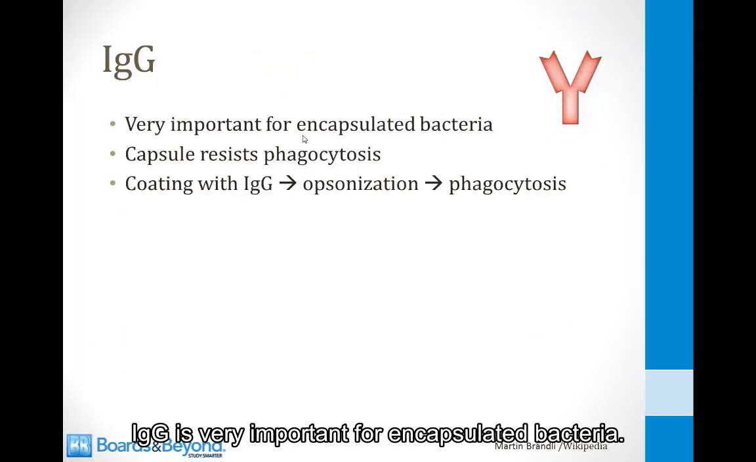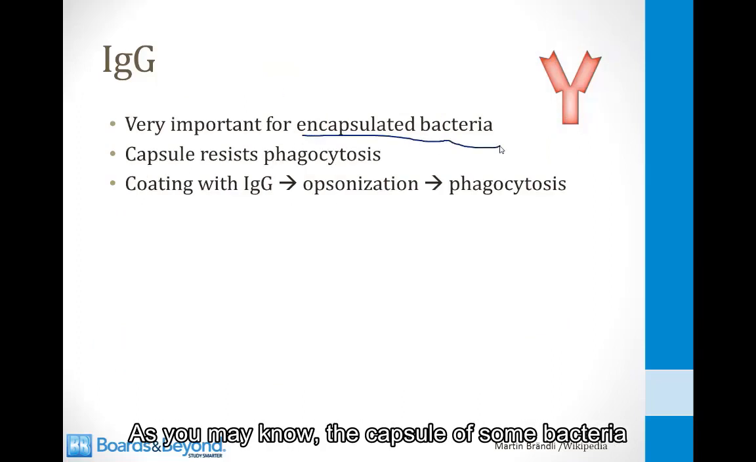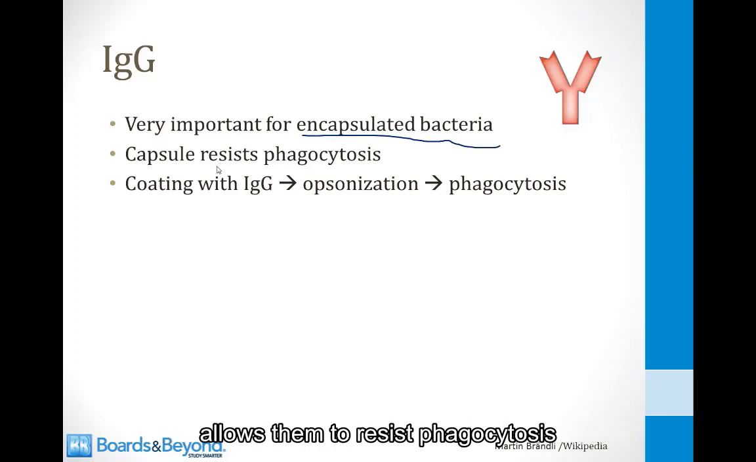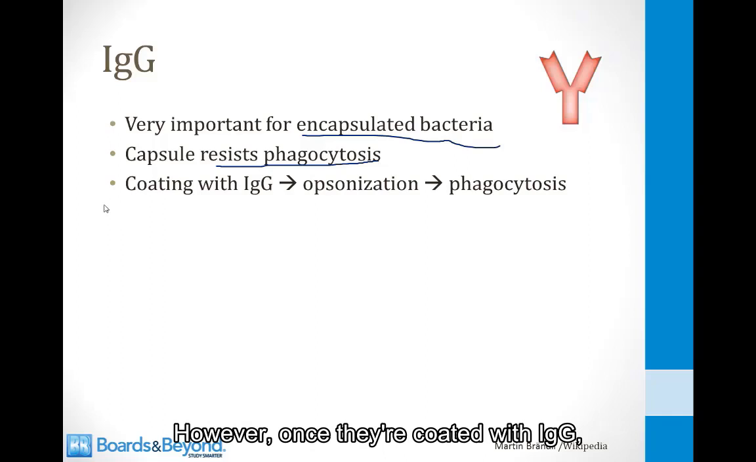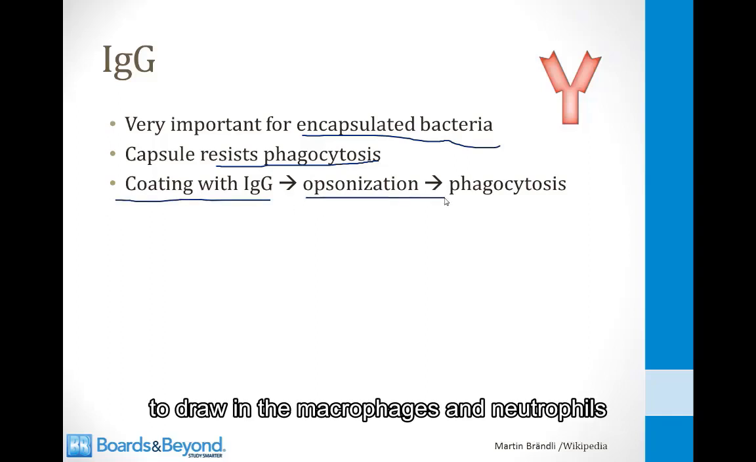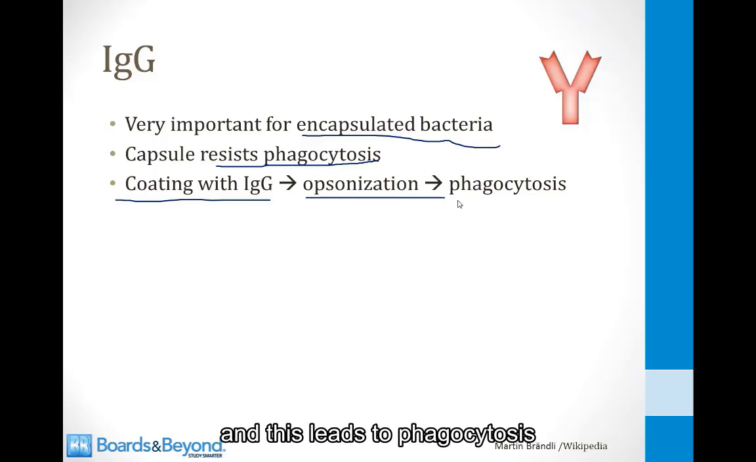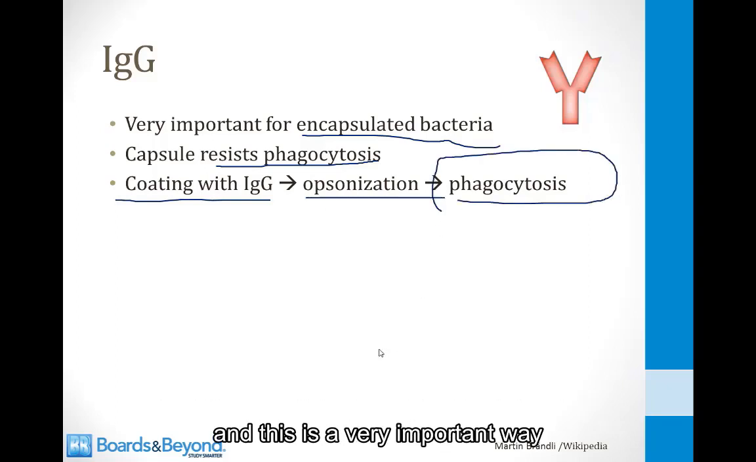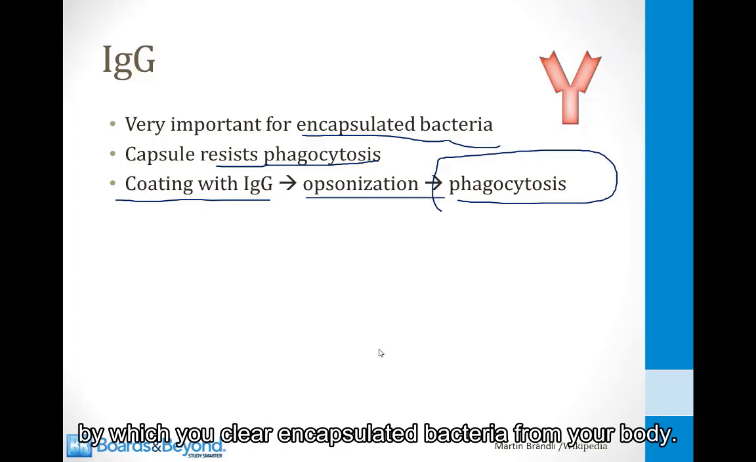IgG is very important for encapsulated bacteria. As you may know, the capsule of some bacteria allows them to resist phagocytosis by macrophages and neutrophils. However, once they're coated with IgG, the IgG molecule serves as an opsonant to draw in the macrophages and neutrophils, and this leads to phagocytosis. And this is a very important way by which you clear encapsulated bacteria from your body.